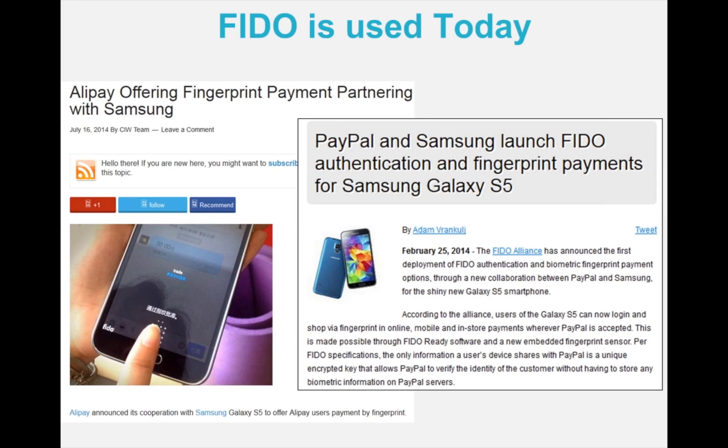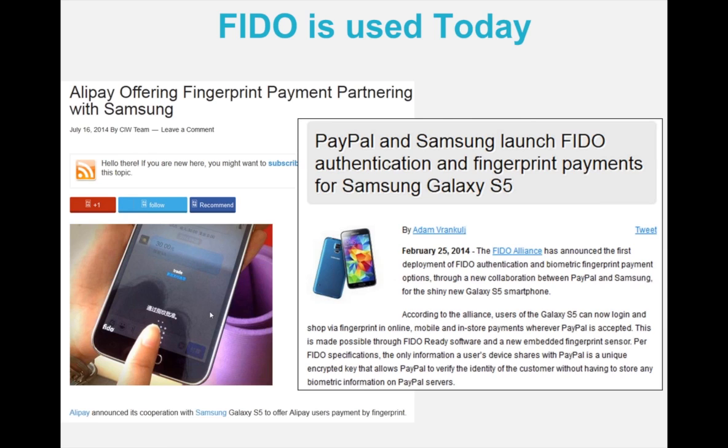And there are already relying parties which accept FIDO today. One is PayPal, which launched the FIDO support in February this year, and there is Alipay, belonging to the Alibaba group, which also publicly launched the FIDO support in July this year. So you can initiate financial transactions using FIDO on these devices.